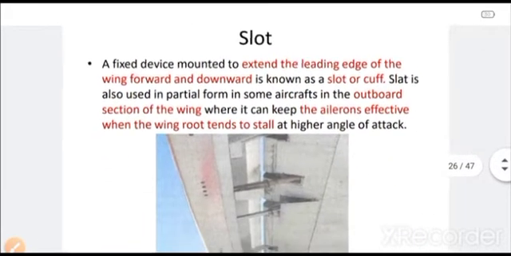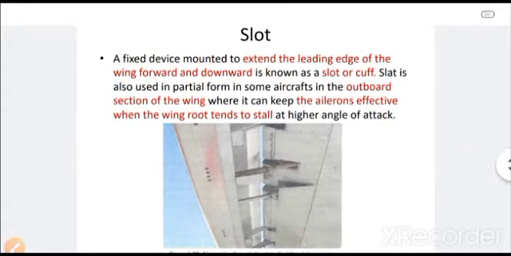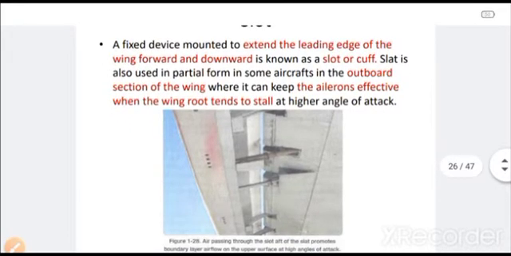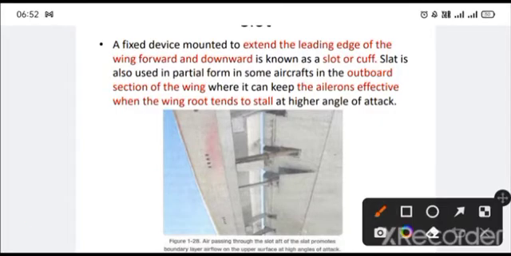Next we have got the slot. A slot is exactly the same type of thing that has been created in the slat. This is the gap, you can see there is a gap. This is also fixed on the leading edge, and it's a fixed device mounted to extend the leading edge of the wing forward or downward, and is known as a slot or cuff.